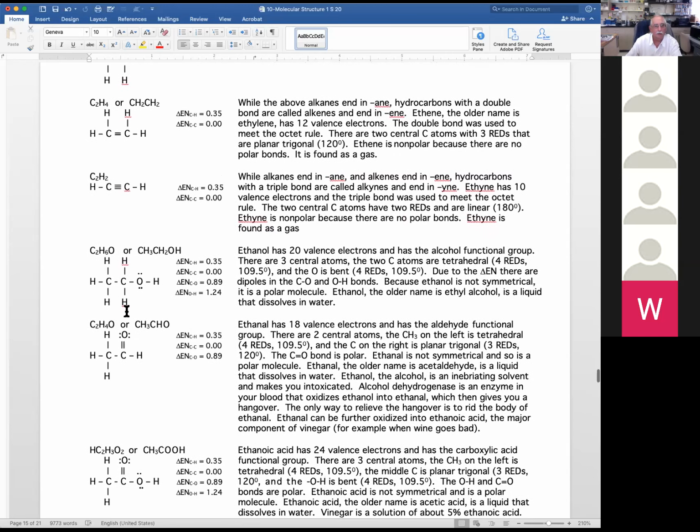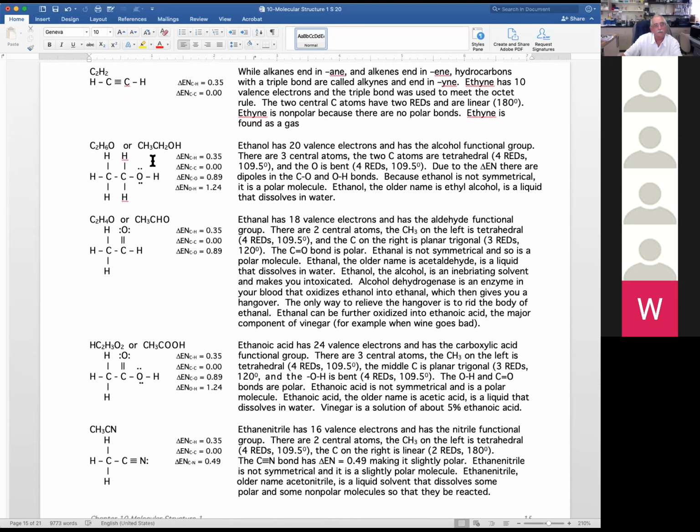Well, what if I put on there an alcohol group? So this is ethane, and alcohols end in OL, so that becomes ethanol. This is also known as ethyl alcohol, which is the older name. Here's the ethyl group, here's the alcohol group. So this is the inebriating liquid that's commonly drunk, and it makes you drunk when you drink it.